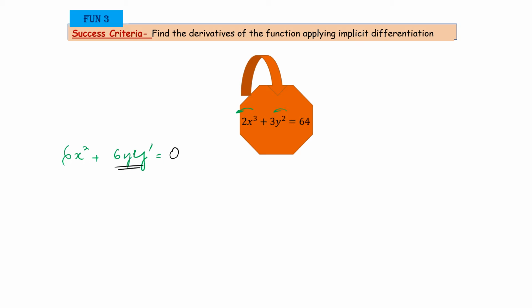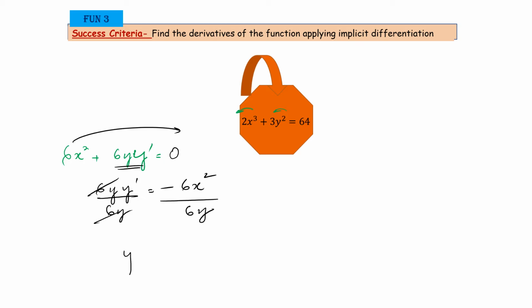Keep the y prime terms on the left hand side and shift 6x squared to the other side. It will give you negative 6x squared. Divide both sides by 6y squared to solve for y prime. 6 and 6 are cancelled out and you will get negative x squared over y squared.